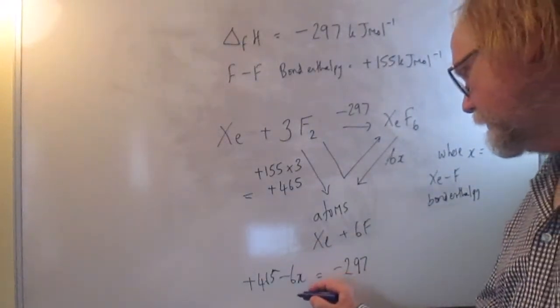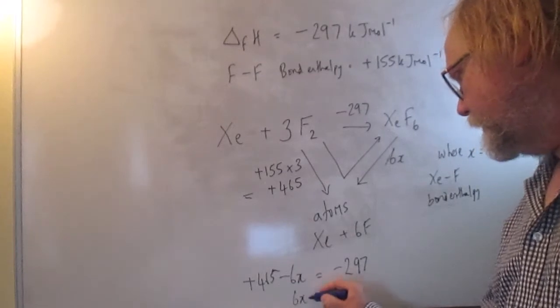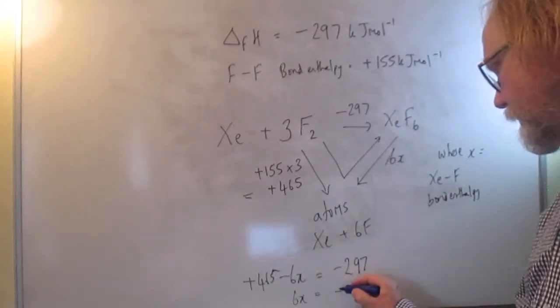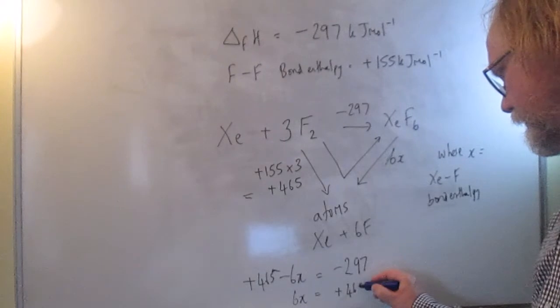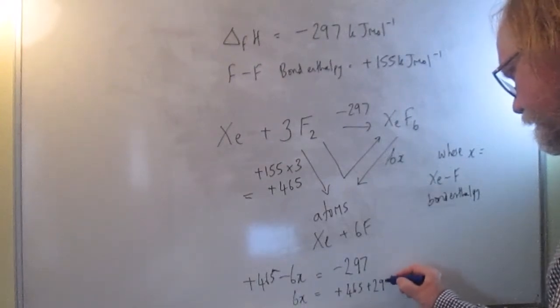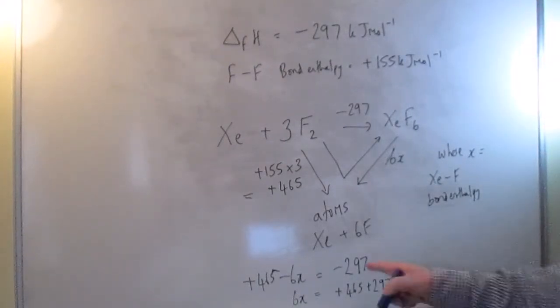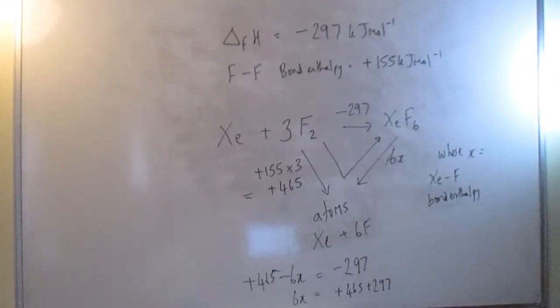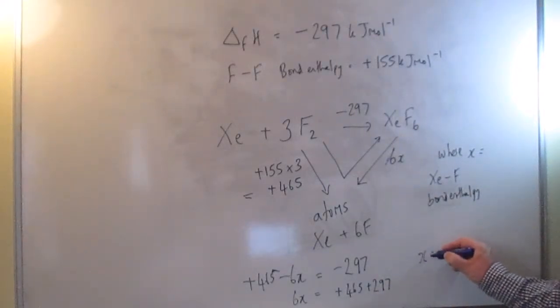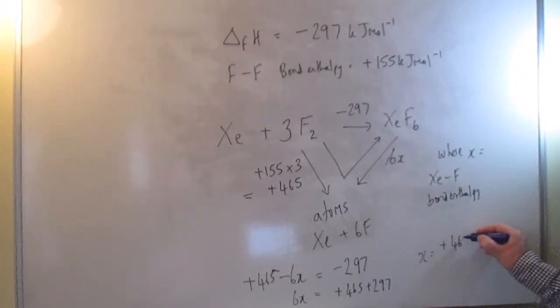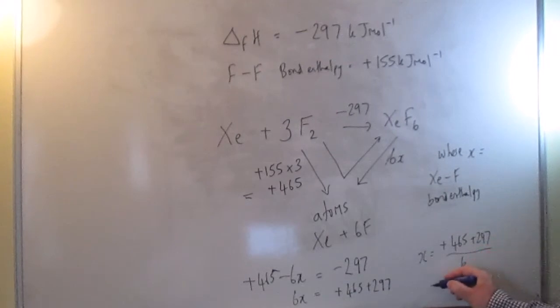So therefore 6x, if we just rearrange that, is equal to plus 465 plus 297. And so if we just do that sum and divide by 6, we get x is equal to plus 465 plus 297 divided by 6, which is plus 127 kilojoules per mole, which is answer A.